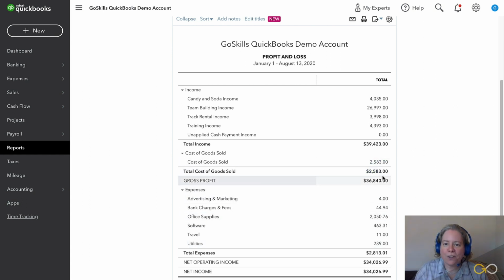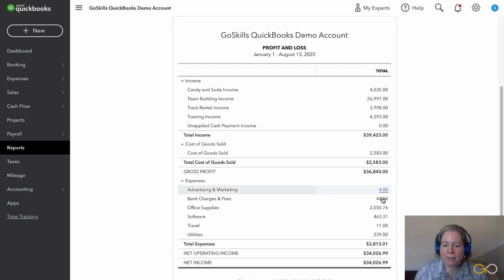When I go a little further down from cost of goods sold, I have gross profit. So my gross profit for this business is $36,000. What that means is I had to spend $2,500 in order to collect this $4,000. So after I take into account all the money I had to spend in order to make my sales, this is how much money my business has for gross profit.